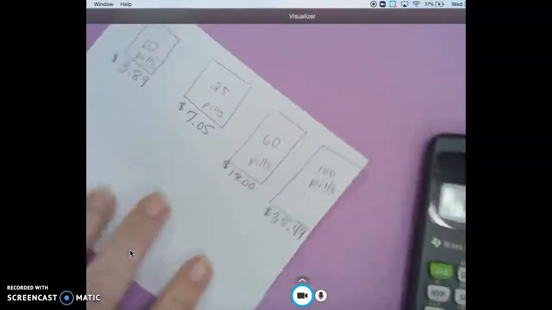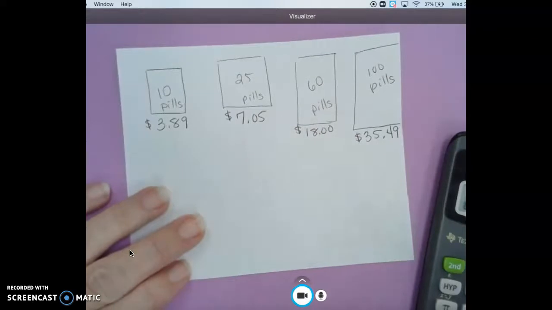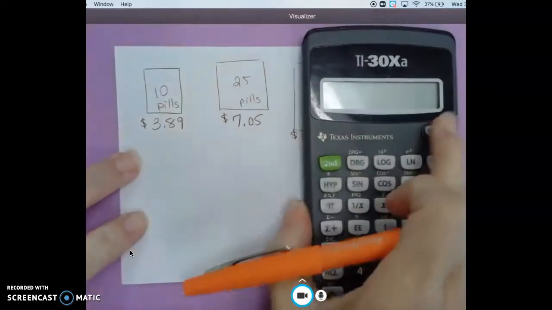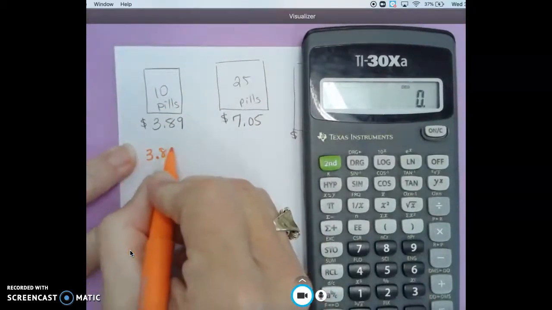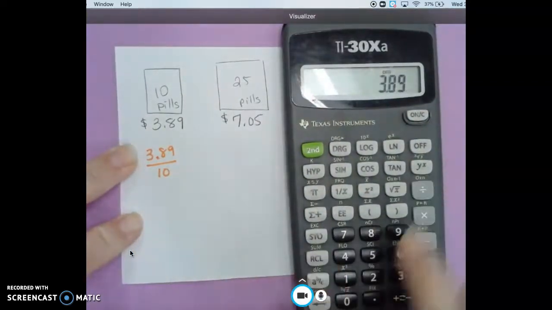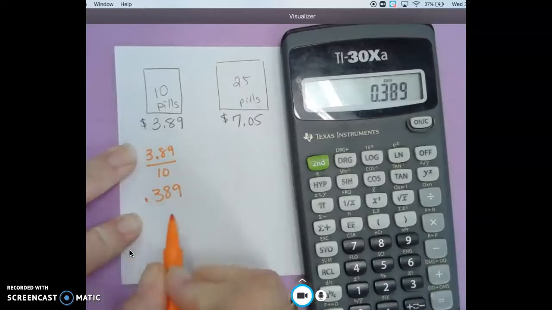Okay, one last problem. Now sometimes, well, I went too far, sorry about that. You see bottles of medicine that has different pills amounts, number of pills, and the amount of money. So if we wanted to determine which of these is actually the better buy, not the cheapest, but which one is the best unit rate, we would, remember, we start with money, so that would be $3.89 divided by 10. So 3.89 divided by 10, that gives us 0.389, which would really round to 39 cents.